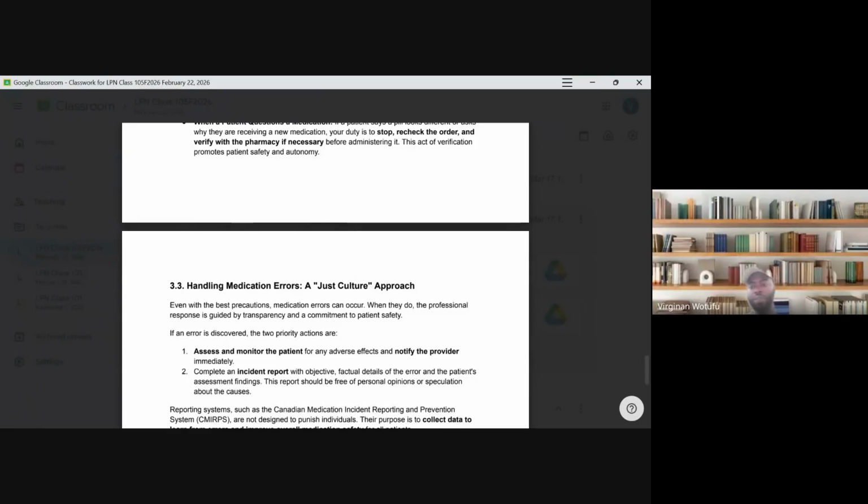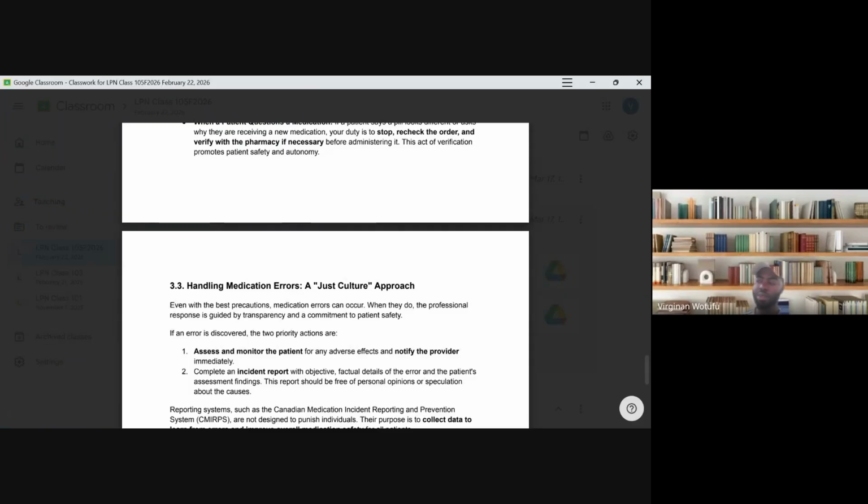Now, looking at all those aspects, if unfortunately we still encounter an error like a medication error, what do you do? If an error occurred or you discover a medication error, you assess and monitor the patient for adverse effects. If a wrong medication, wrong dose, or wrong route was administered, like we record the 5 rights of medication administration, so if you miss one step or there's a mistake in one, you stop, you assess and monitor the patient for adverse effects, and you notify the provider.